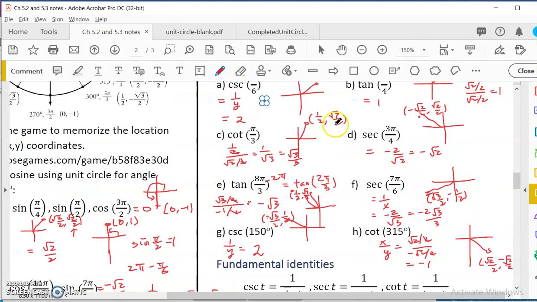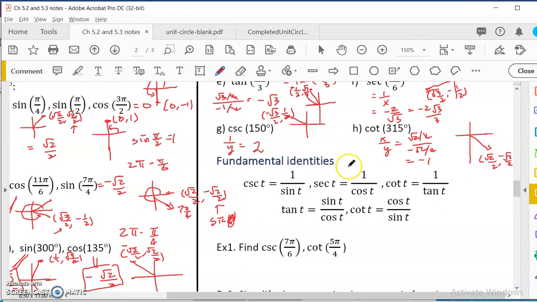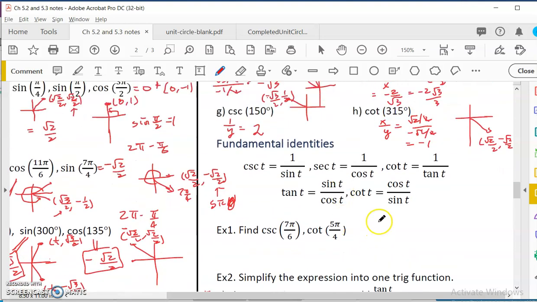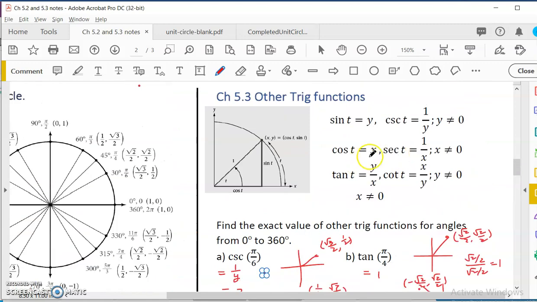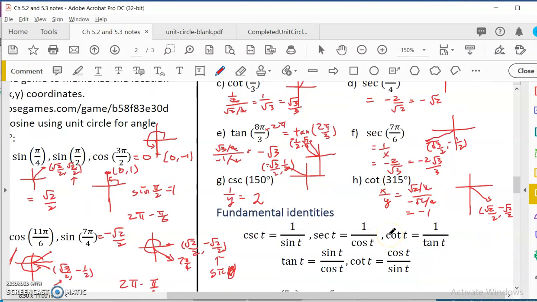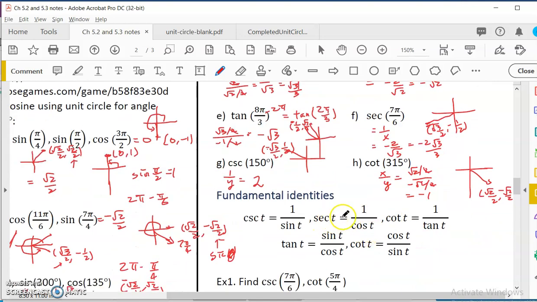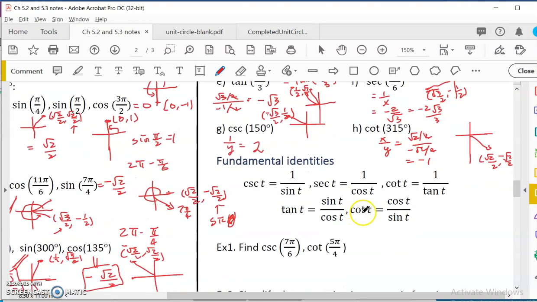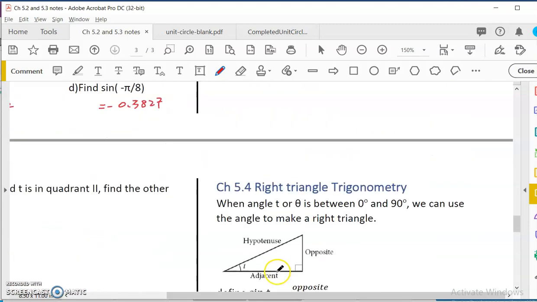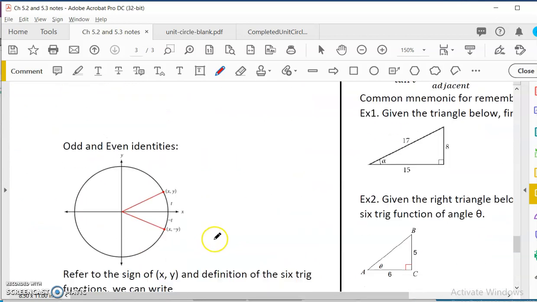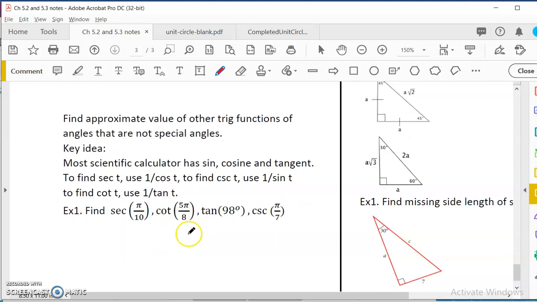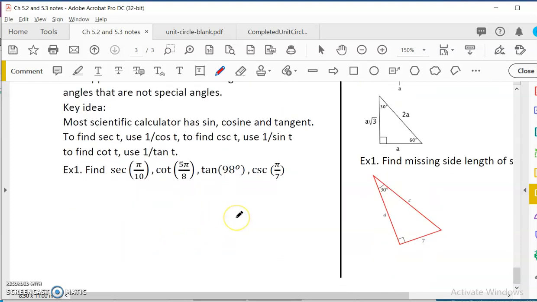So that's how we evaluate all the trig functions. Of course, if you have a number that is not in the unit circle, not a special angle, then you use the calculator. We'll talk about that later. I will go to another topic called fundamental identity. Do I have time to do that? Maybe I don't do the identity. I actually go to the approximate value of other trig functions here. Yeah, let's do this right away.